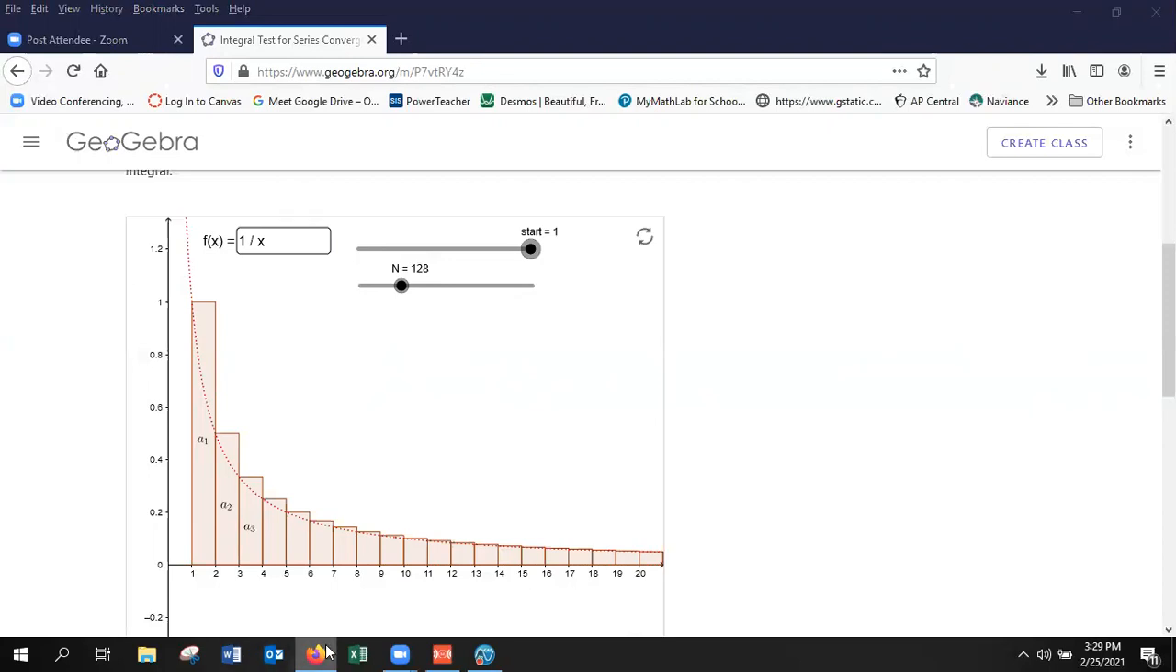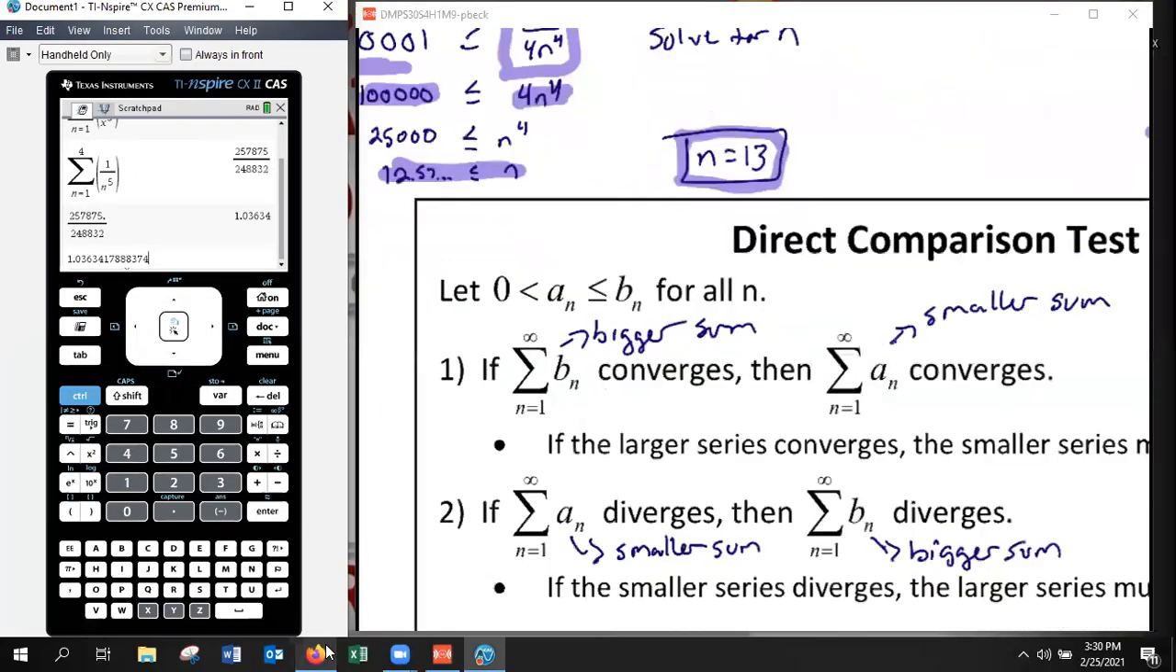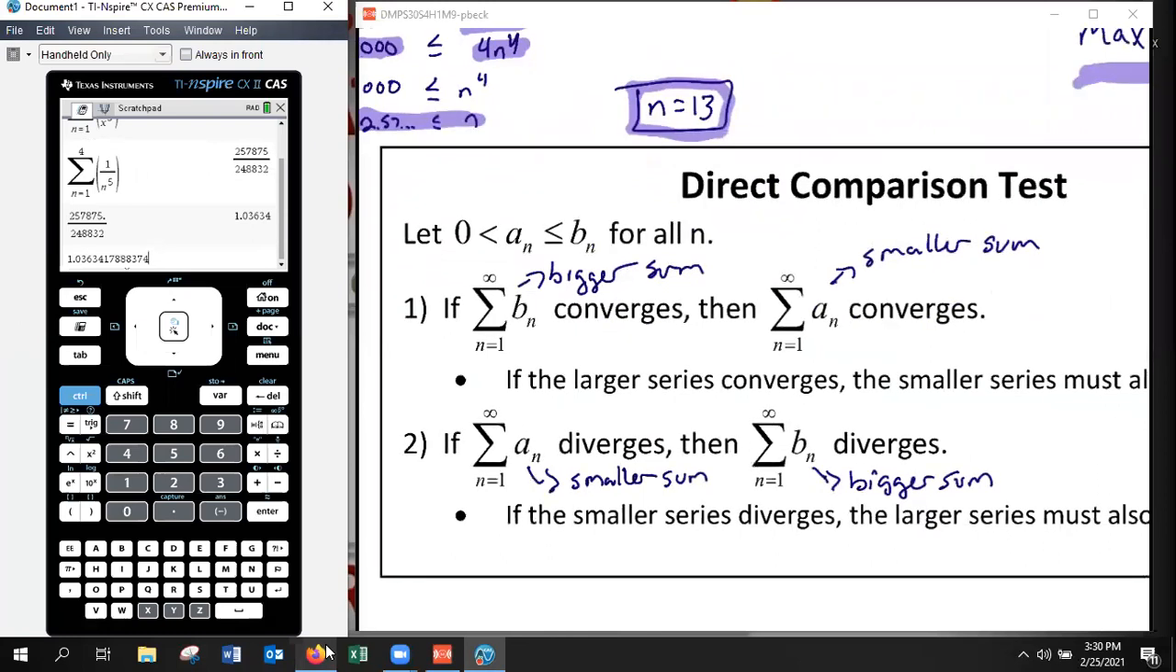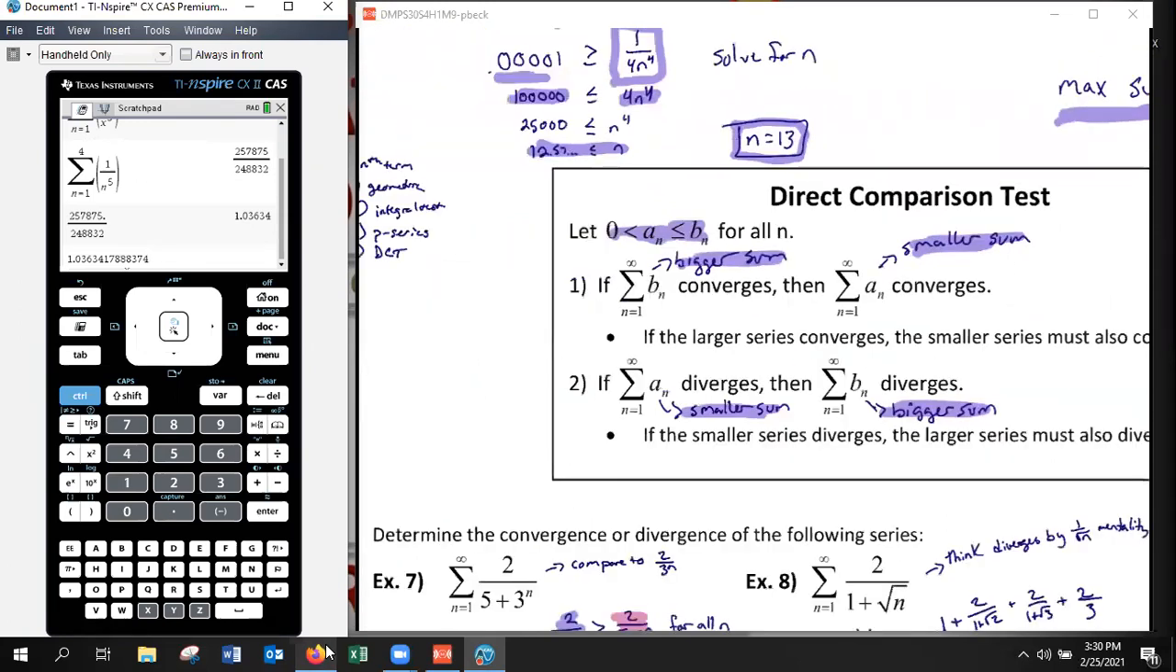Going back to the notes, I showed that here, and that's what our direct comparison test says: if the series A is smaller than the series B, then if the bigger sum converges, then the smaller one will converge as well. Or if the smaller one diverges, the bigger one diverges. We're going to use that approach as we look at some problems.